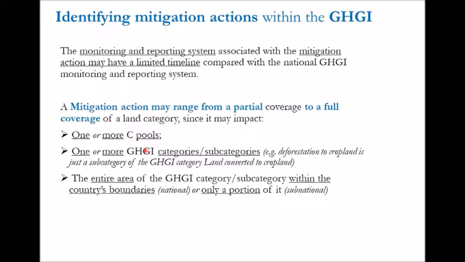I implement a policy for reforestation in a region. I don't look at the entire country. I'm giving subsidies for this region only. I'm halting deforestation, going for zero deforestation, in another region, not in the entire country. So the greenhouse gas inventory category indeed needs to be subdivided. It's a subdivision of the greenhouse gas inventory to capture what is covered by the mitigation action.